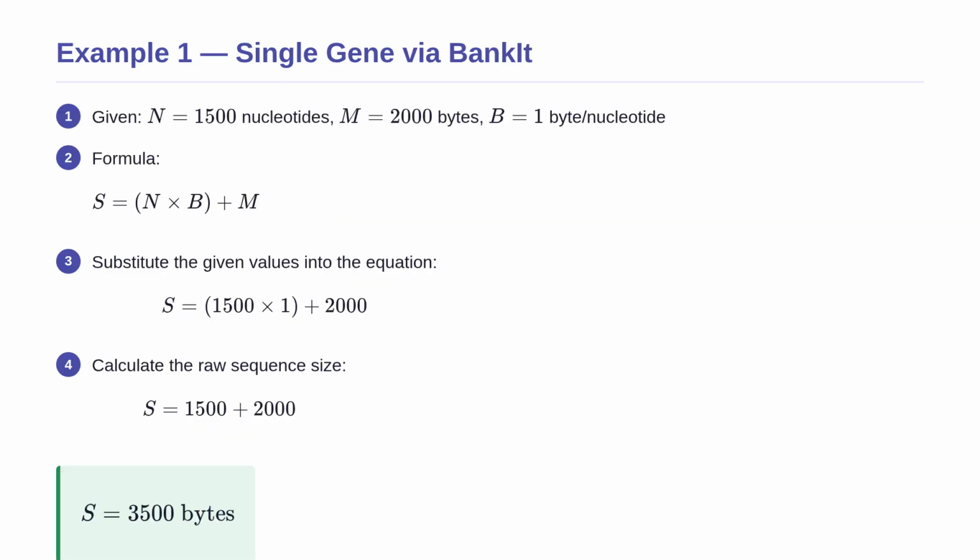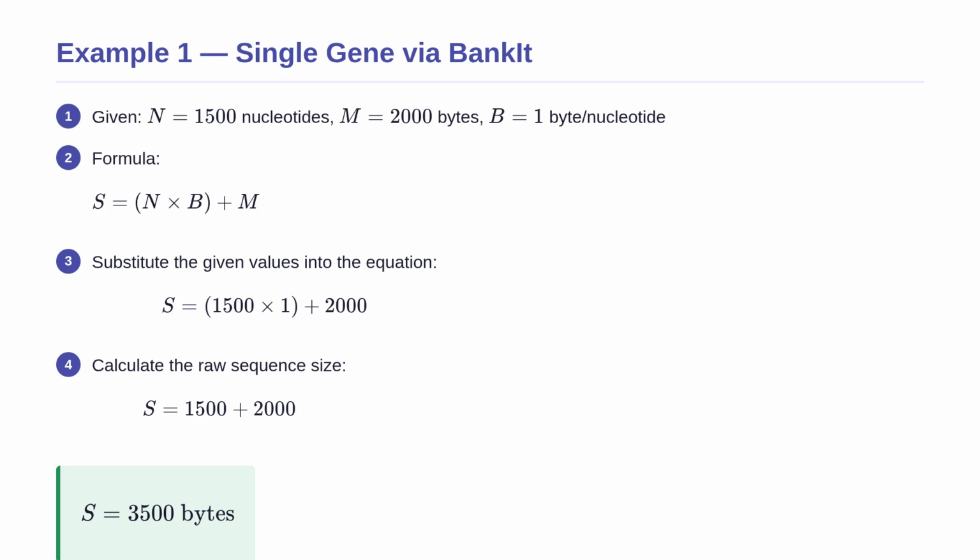Now that we have our formula, let us see this with a concrete example. A researcher has sequenced a small insulin gene from a newly discovered mouse species and wants to submit it using Bankit. The gene is exactly 1,500 nucleotides long, and the metadata takes up exactly 2,000 bytes. Assuming 1 byte per nucleotide, we need to calculate the total file size.